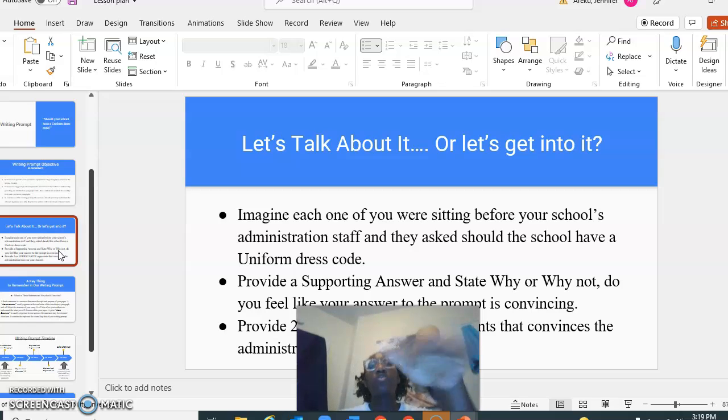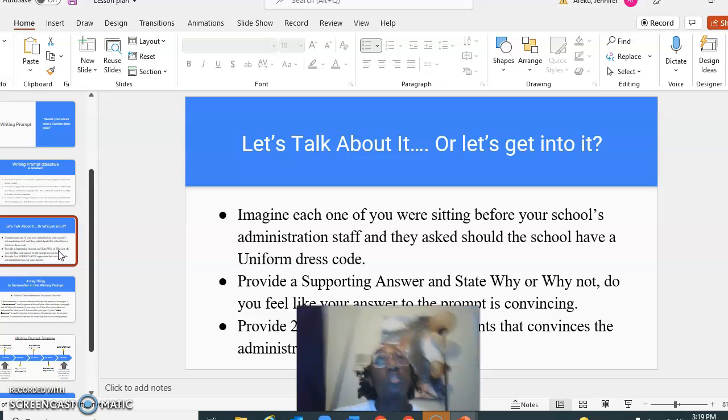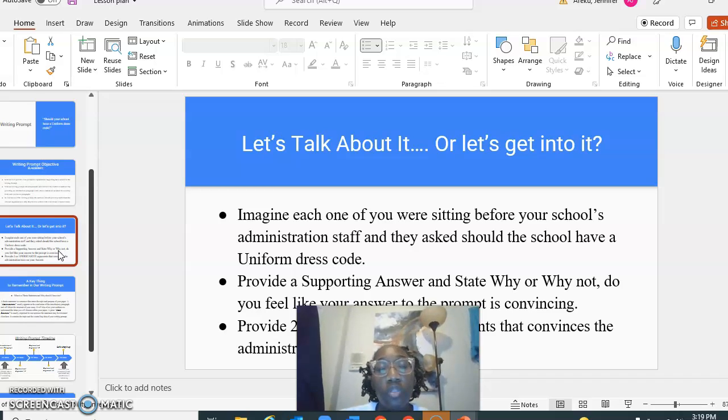So think back to when you were in high school. Did you have a uniform policy? If not, did you benefit from not having one? You know what I'm saying? Share your experience. So you become your students. The pros and cons of not having a uniform, or the pros of having uniforms and the cons of having uniforms. So it can go both ways.